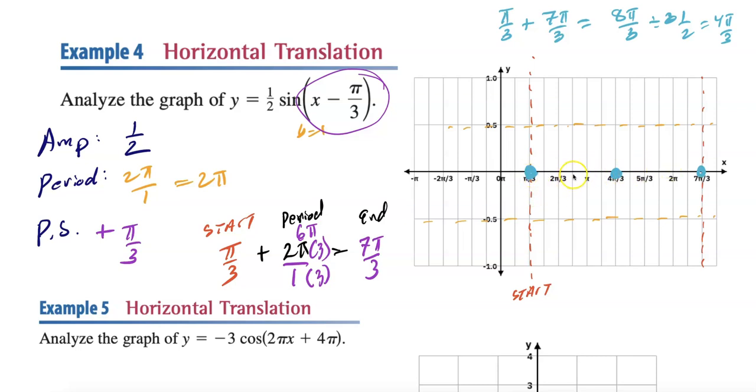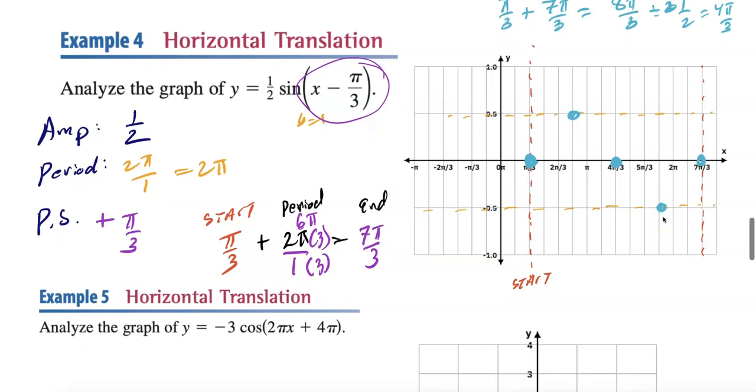Halfway between these two is my lowest point, or my highest point, sorry, which would be like right here. So there we go. Halfway between these two is my lowest point of the amplitude, right there. And then we can connect our graph. And again, it goes on forever.